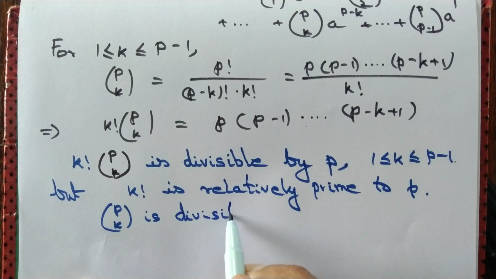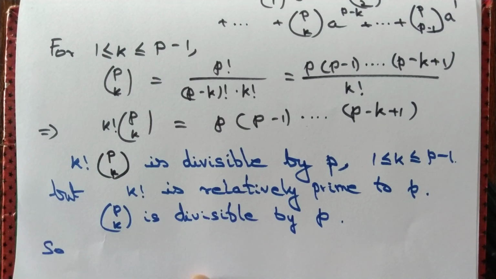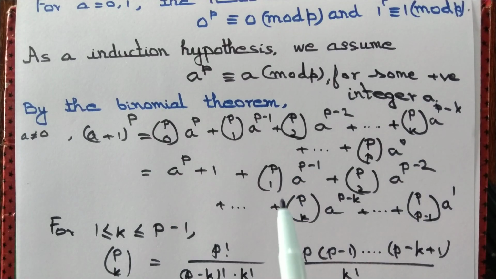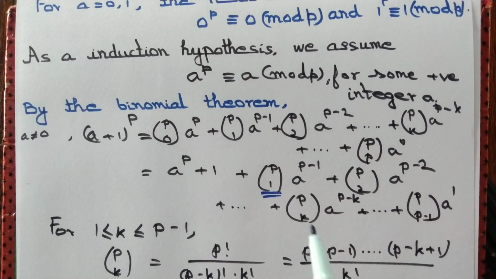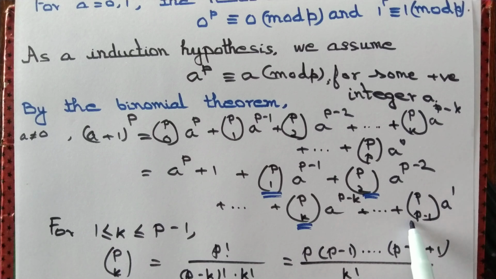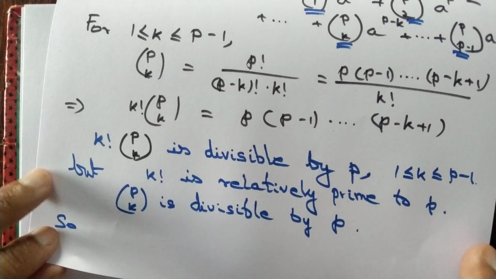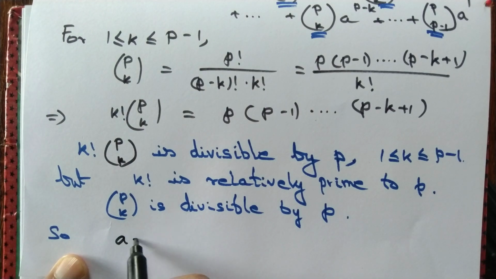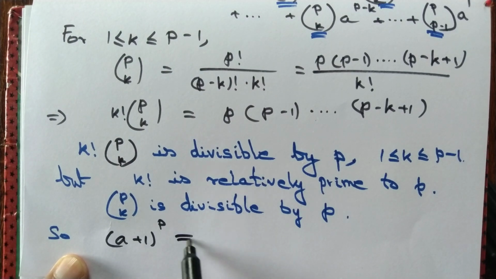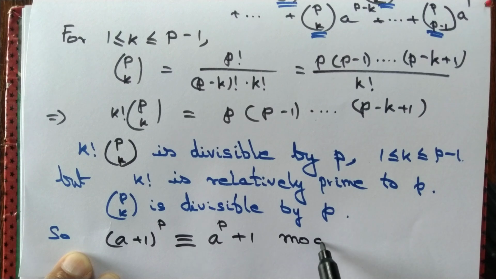Divisible by p. That means this quantity p choose 1 is divisible by p, p choose 2 is divisible by p, p choose k is divisible by p, p choose p minus 1, all are divisible by p. So we can say that a plus 1 to the power p is congruent to a to the power p plus 1 mod p.